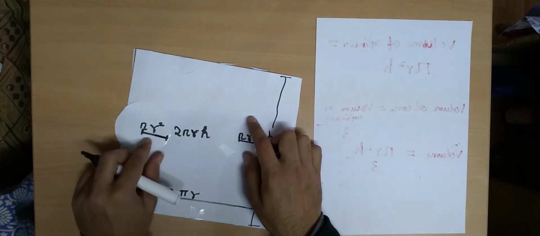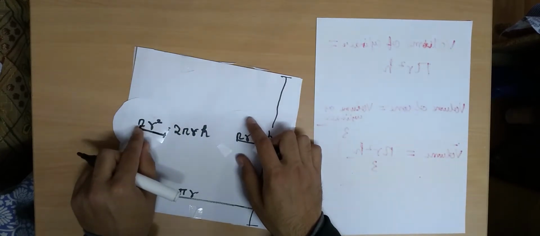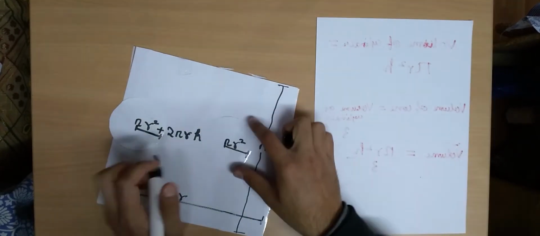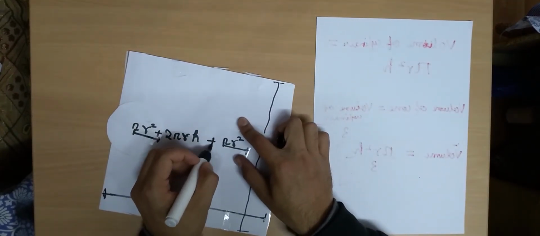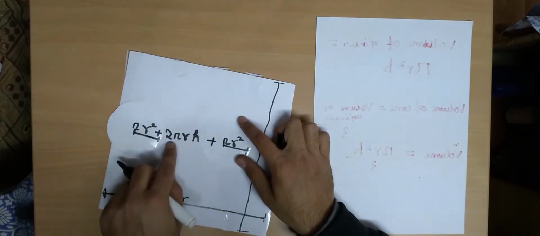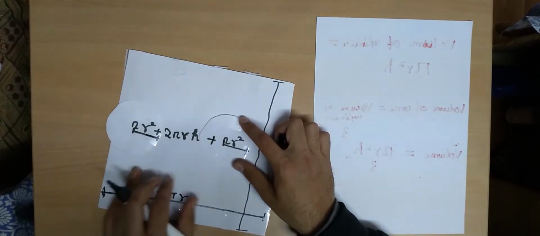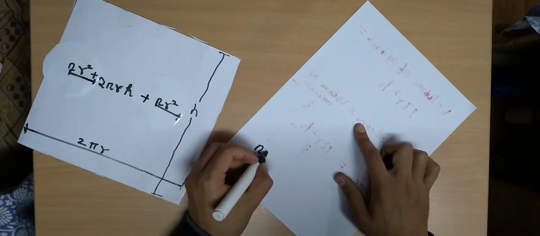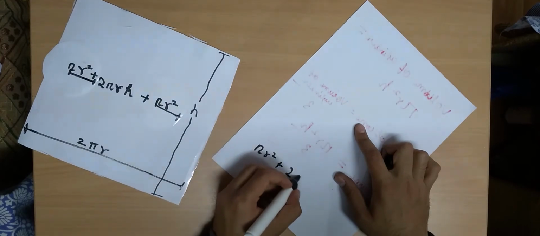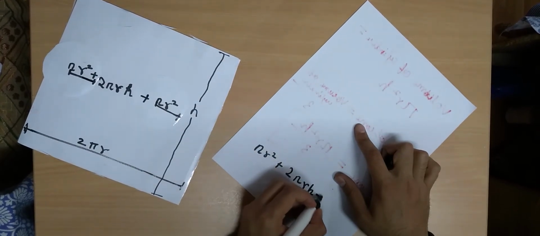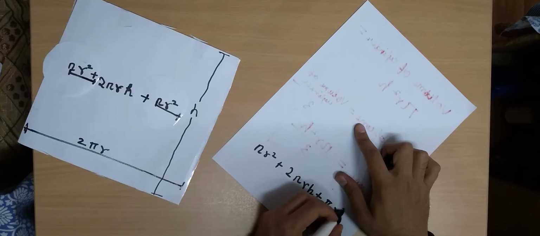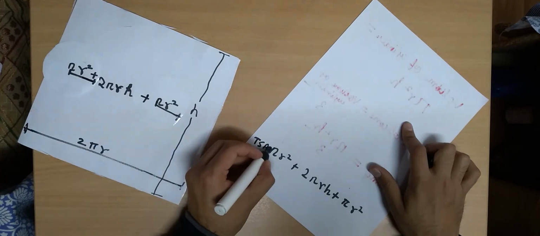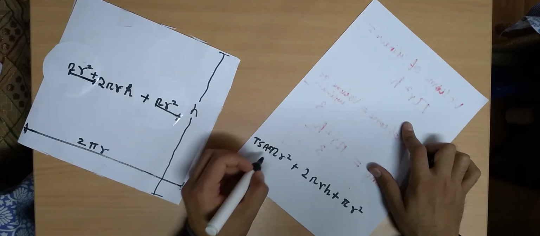To find the total surface area, I need to do pi r square plus 2 pi r h plus another pi r square. If I add all that up, I'll do it on this sheet of paper. So what I get is pi r square plus 2 pi r h plus pi r square. So that is the total surface area of a cylinder.